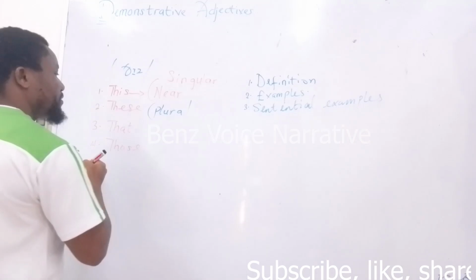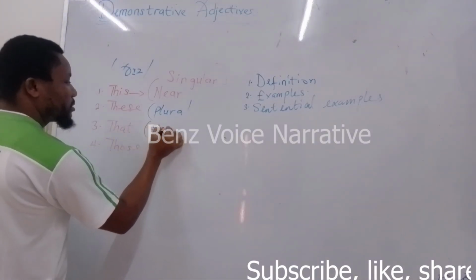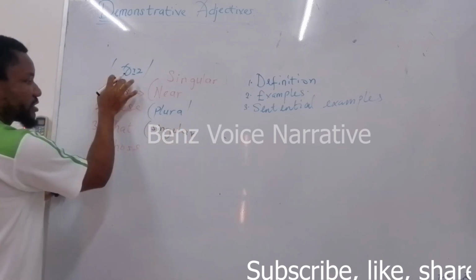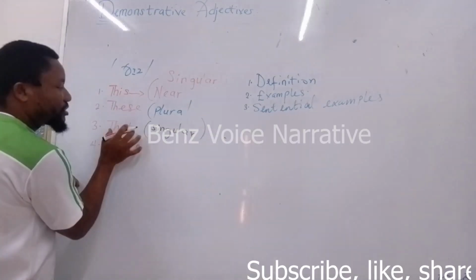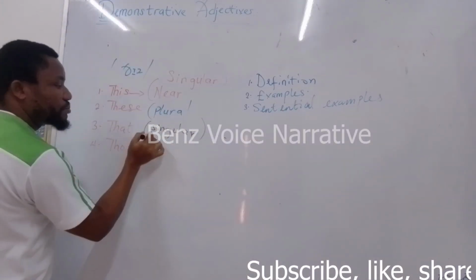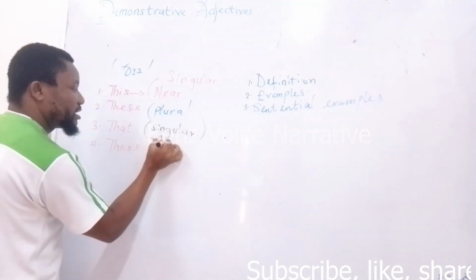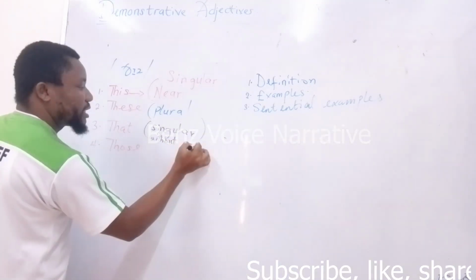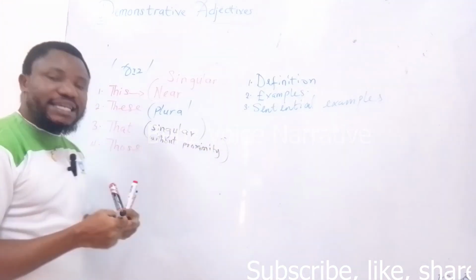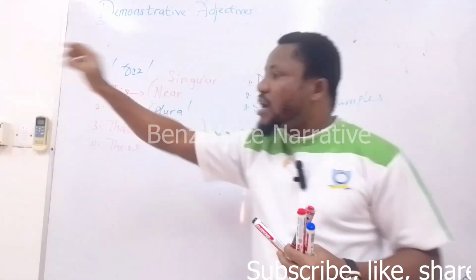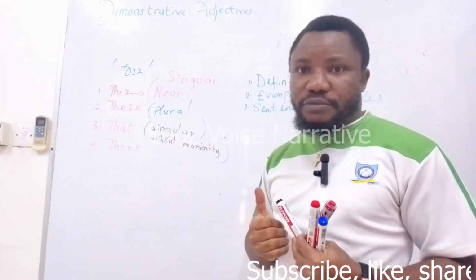The third one is that. That is singular, just like this. That is singular, but what's the difference between that and this? That is a singular demonstrative adjective that modifies a noun that is without proximity to the speaker. That is, it points at an object that is distant from the speaker.